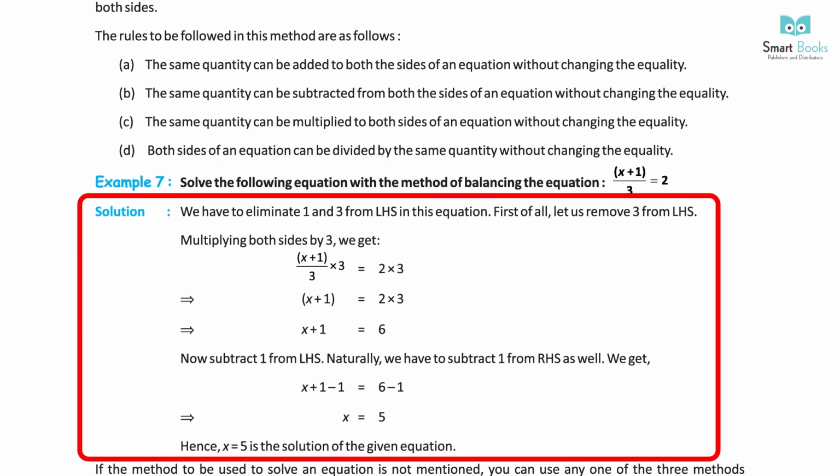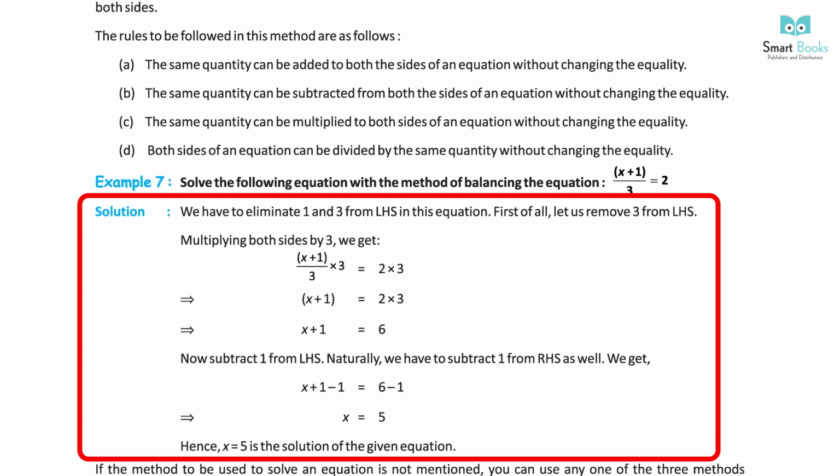Solution. We have to eliminate 1 and 3 from the left hand side in this equation. First of all, let us remove 3 from the left hand side. Multiplying both sides by 3, we get x plus 1 upon 3 into 3 equals 2 into 3. x plus 1 equals 2 into 3. x plus 1 equals 6.